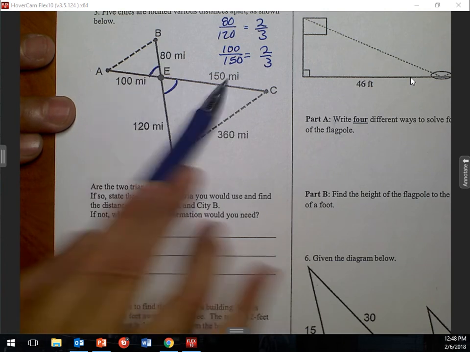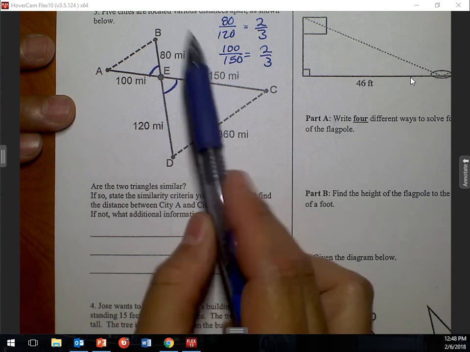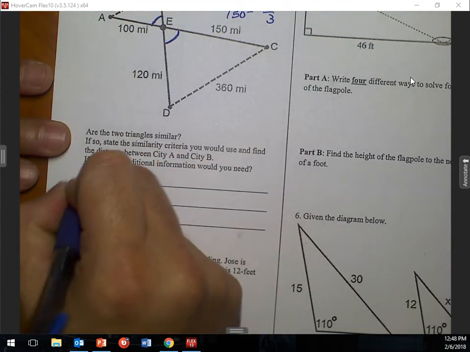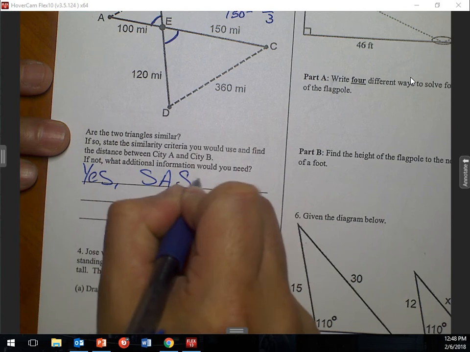Yes. How? Not angle, angle, because these are not angles. These are sides. So this is going to be what? Side, angle, side, right? Very good. Are they similar? Yes. Side angle side similarity. SAS. So we have side angle side similarity.